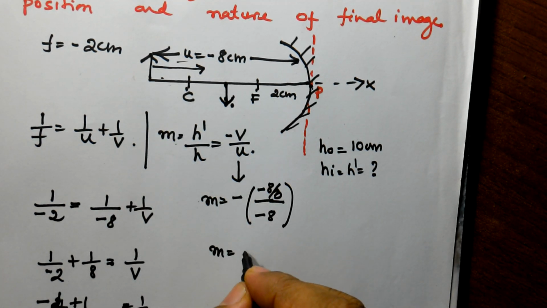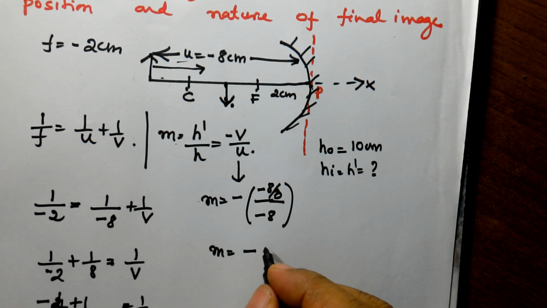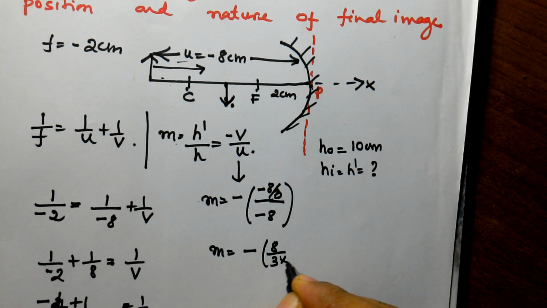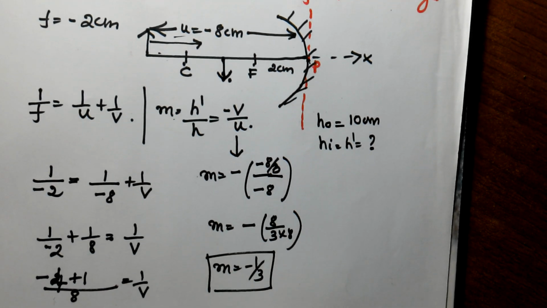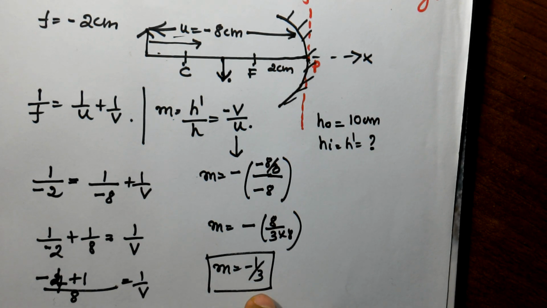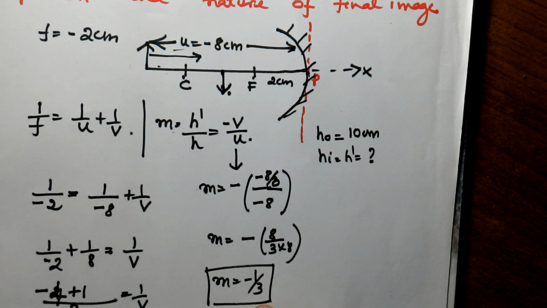Magnification: this minus gets cancelled, but the formula's minus remains, minus 8 by 3 into 8. Am I right? This 8 comes here, and this 8 gets cancelled. Magnification is minus 1 by 3. What do you mean by this? The answer says that the image is 1 by 3rd of the size of the object. It is a diminished image.